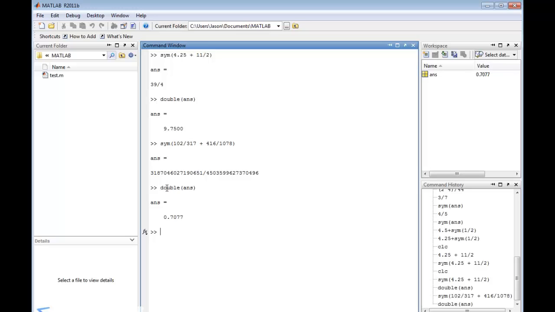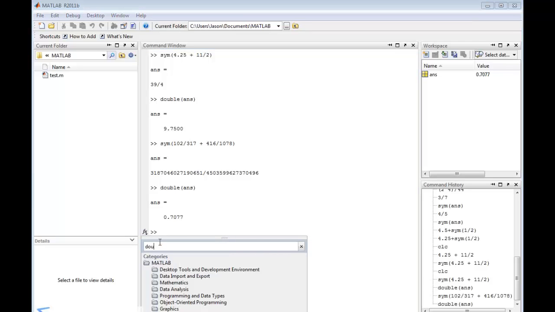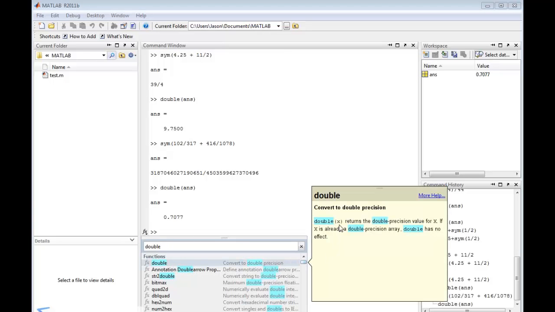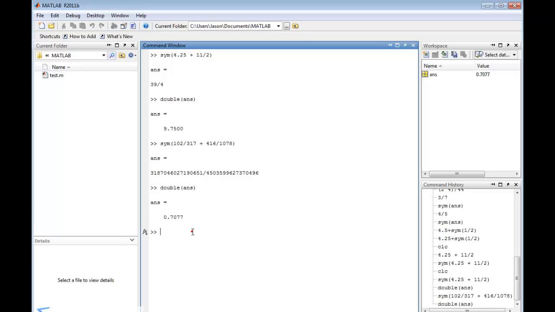So basically the command double takes something and converts it to a decimal. And we can practice using our help here by looking at that. Let's type double into the help browser, hover over this, and let's see what happens. When you pass something to double, it returns the double precision value for x. If x is already a double precision array, double has no effect. So what it's telling you is that it could be a vector, it could be a range of values, and it's going to take them and try to convert them to double precision. Double precision is another word for decimal, basically. So don't worry so much about why it's called double. That's computer jargon. Double means convert to decimal.